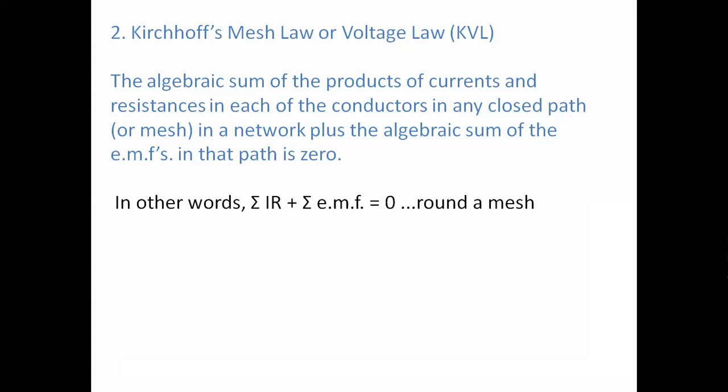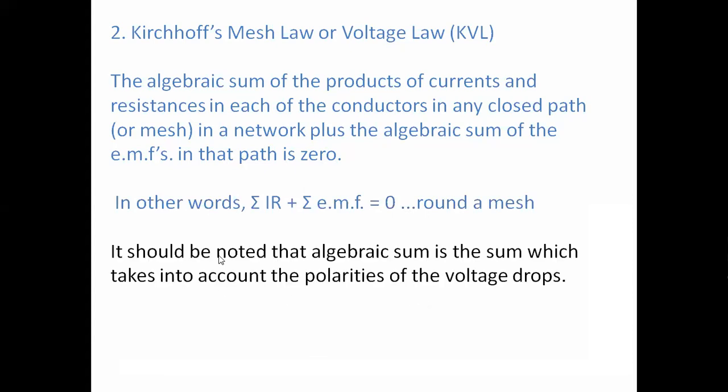Okay, so the sum of the voltage drops of the resistors plus the sum of the EMFs present in a network is equal to 0. That is, the algebraic sum of the EMFs and the voltage drops is equal to 0. It should be noted that the algebraic sum is the sum which takes into account the polarities of the voltage drops.